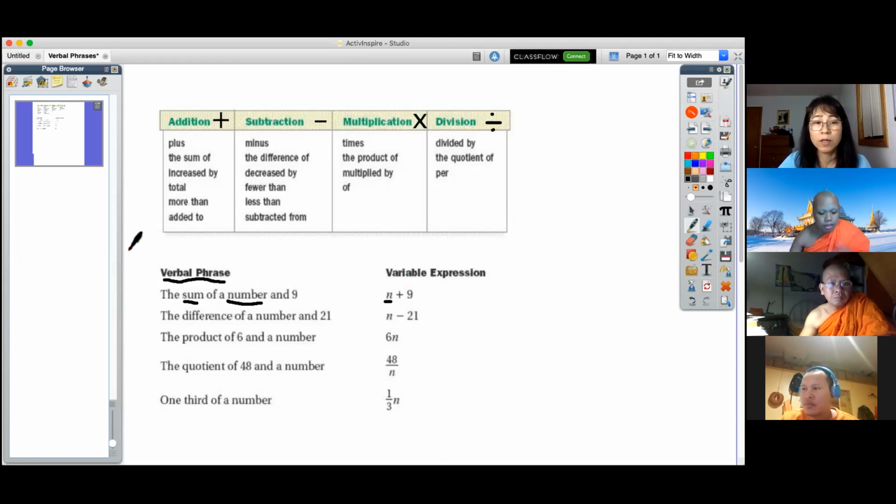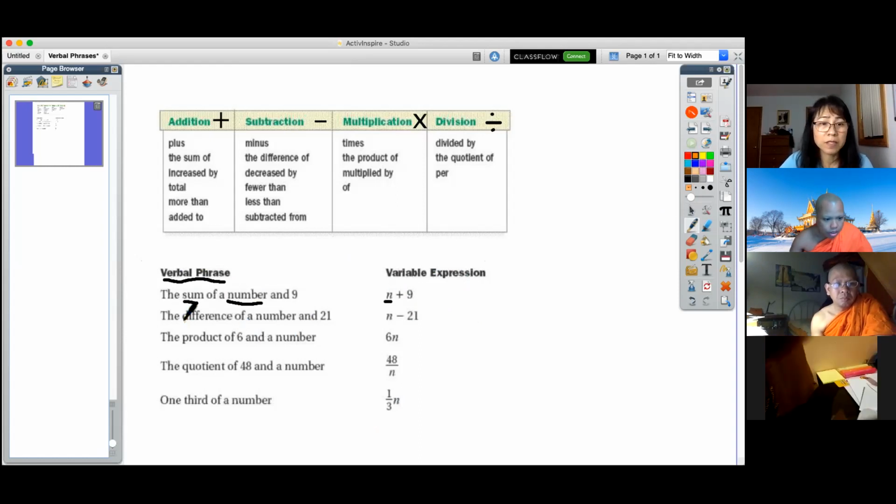Okay, so know the difference between a verbal phrase and a variable expression. Right here, different means subtract, a number and 21. Products mean multiply. Can you repeat that again? We start on a verbal phrase, sum.